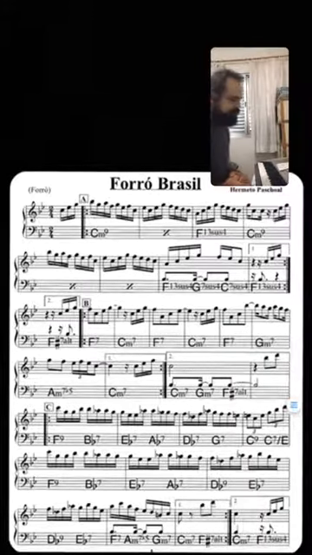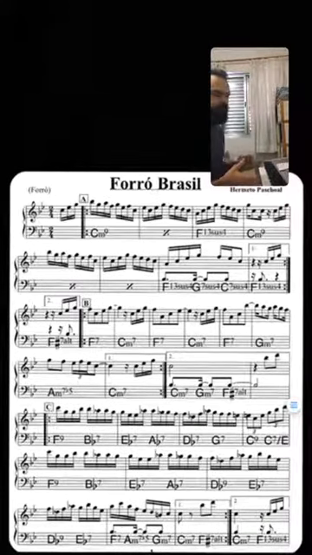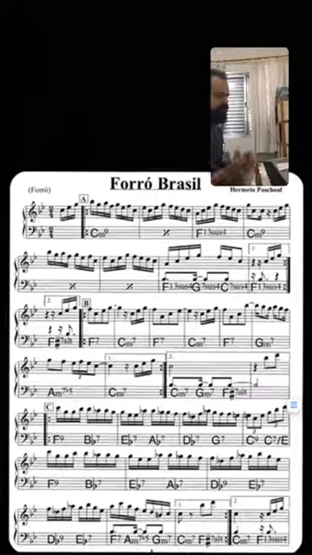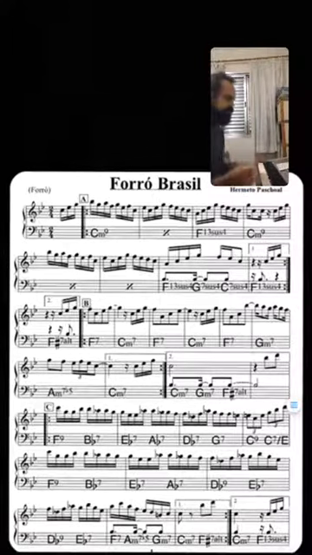I'm going to choose first the accent 3-3-2. You have the sixteenth notes, ta ta ta ta ta ta ta ta ta ta ta ta ta ta ta ta, and the 3-3-2 will be 1 2 3, 1 2 3, 1 2, 1 2 3, 1 2 3, 1 2.